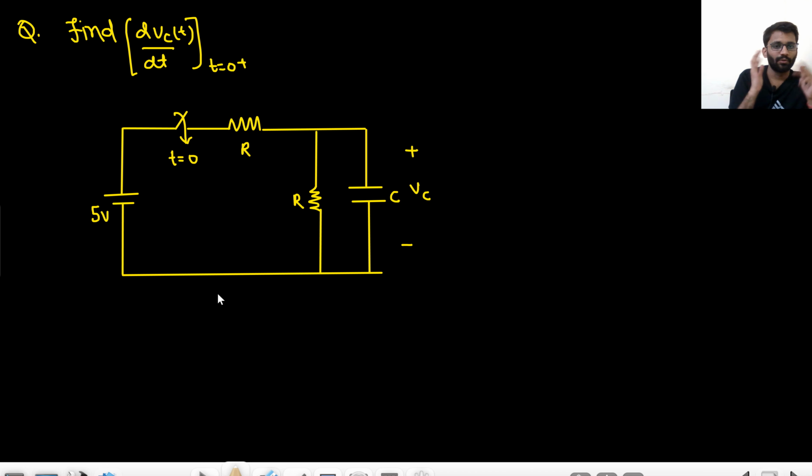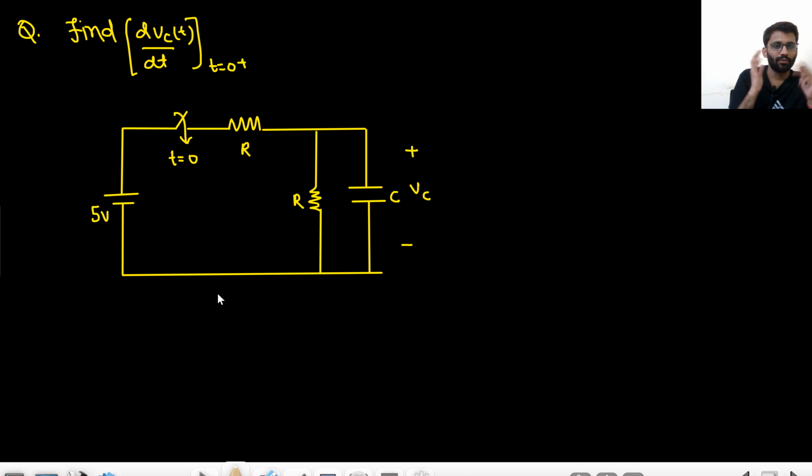I can simply write 5u(t) is equal to, what will be my differential equation? 5u(t) is equal to IR plus Vc, right? Now the main task is to replace I in terms of Vc. This is my task.